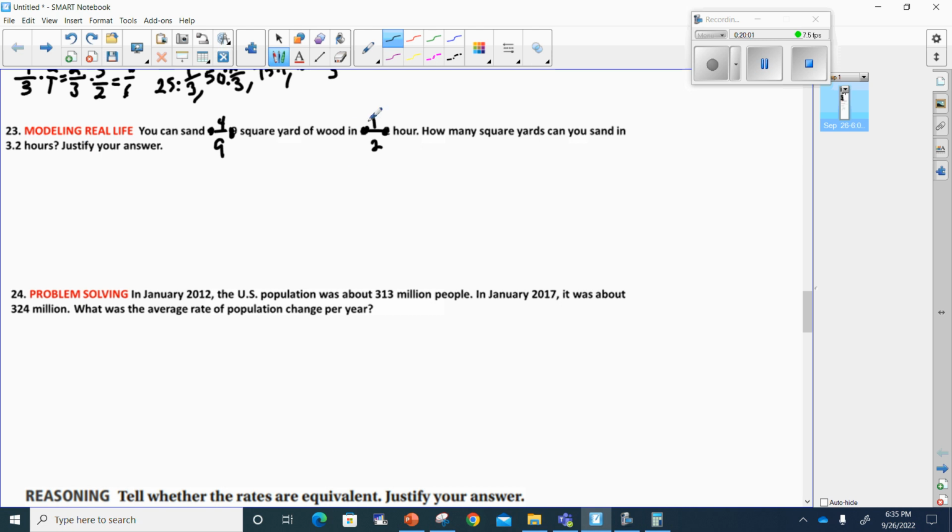Okay, so we got a decimal over here, we got fractions over here. We could turn these fractions into decimals. We could even turn this decimal into a fraction. Now I could cross multiply this, but I think I'm just going to solve this first. I know how much I can do in 1/2 hour, so I want to find out how much I can do in 1 hour. Once I do that, I can just multiply by the 3.2. So first I'm going to start with 4 over 9, right? Now I got 1/2.